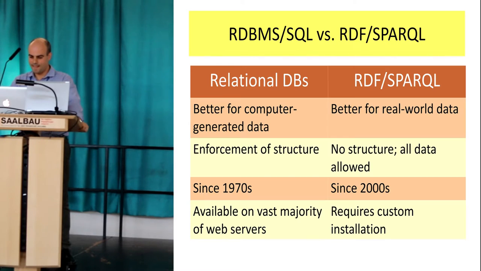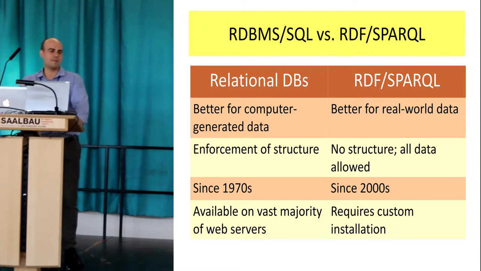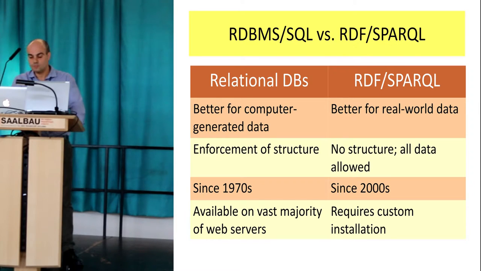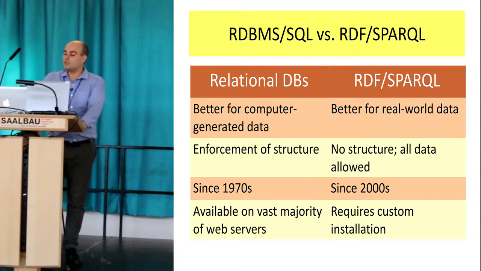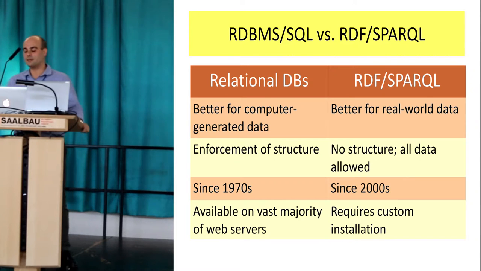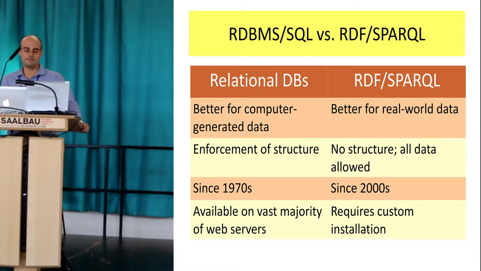This is just a very cursory explanation, and I'm not an expert on RDF triple stores, but just in terms of their advantages and disadvantages, I think even RDF evangelists will agree that when you're talking about computer-generated data, relational databases tend to be better, although I'm not sure about that. I mean, a lot of people use a third category, NoSQL databases for things like that.